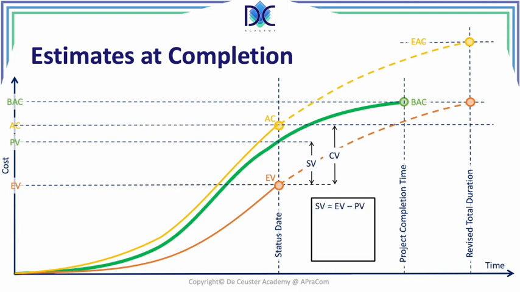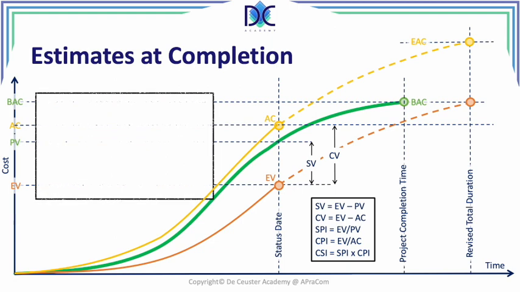We see it on the graph, EV minus PV. We have the cost variance, which is EV minus AC. We have the SPI, which is EV divided by PV. The CPI is the EV divided by AC. And the CSI is the product of the SPI and the CPI.